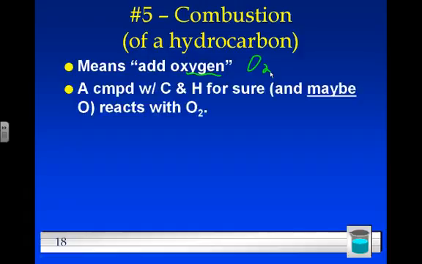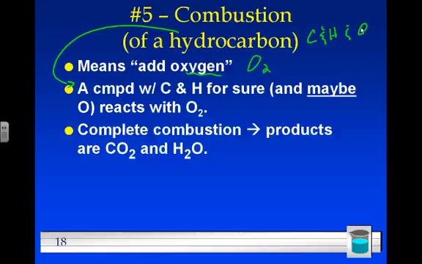So when I say combustion of a hydrocarbon, this is what a hydrocarbon is. A hydrocarbon is a compound with carbon and hydrogen in it for sure, and maybe there's some oxygen as well. And then, of course, that's going to react with oxygen gas, O2. Some of them will have oxygen for you guys for now. You've had a lot of combustion reactions on homeworks, C6H12, things like that, reacting with oxygen.